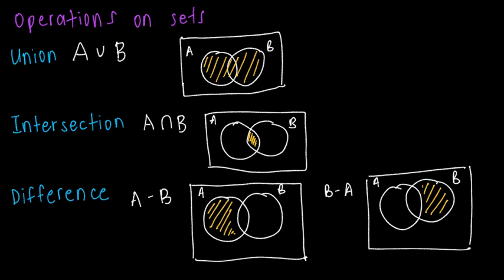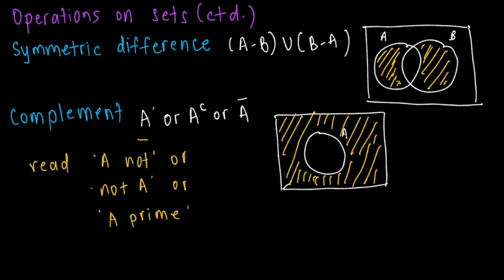Then we have difference. A minus B would be the elements in A which are not in B, and B minus A is the opposite, that is elements in B which are not in A. And as you can see, these two are not the same. Then we have symmetric difference, which is the union of A minus B and B minus A. In English, that is elements which belong to only one of the sets and not both.